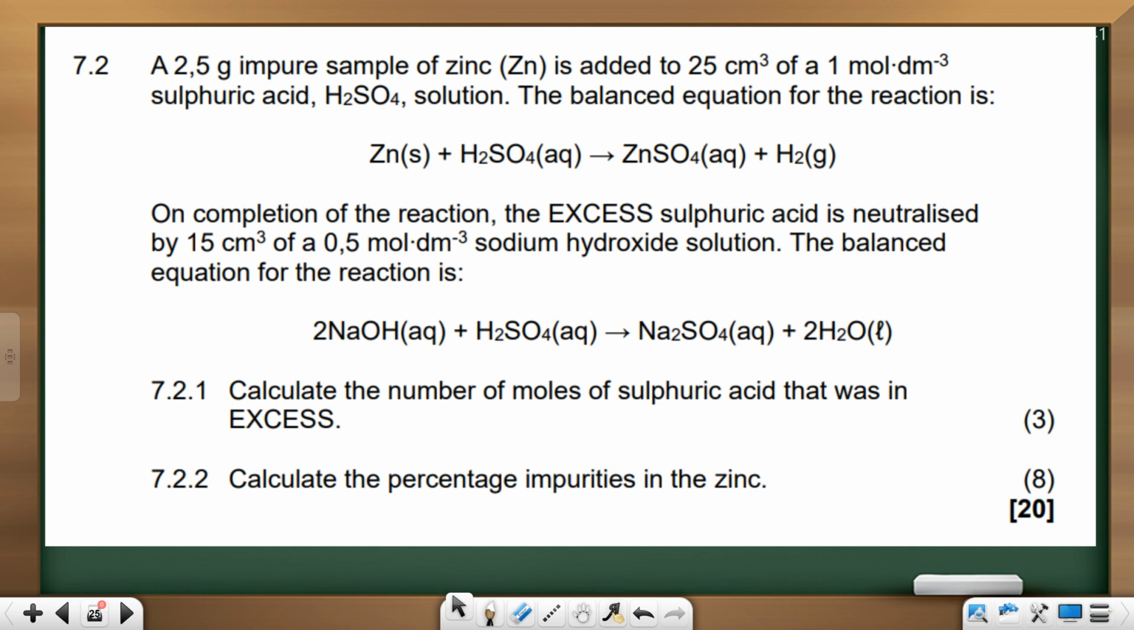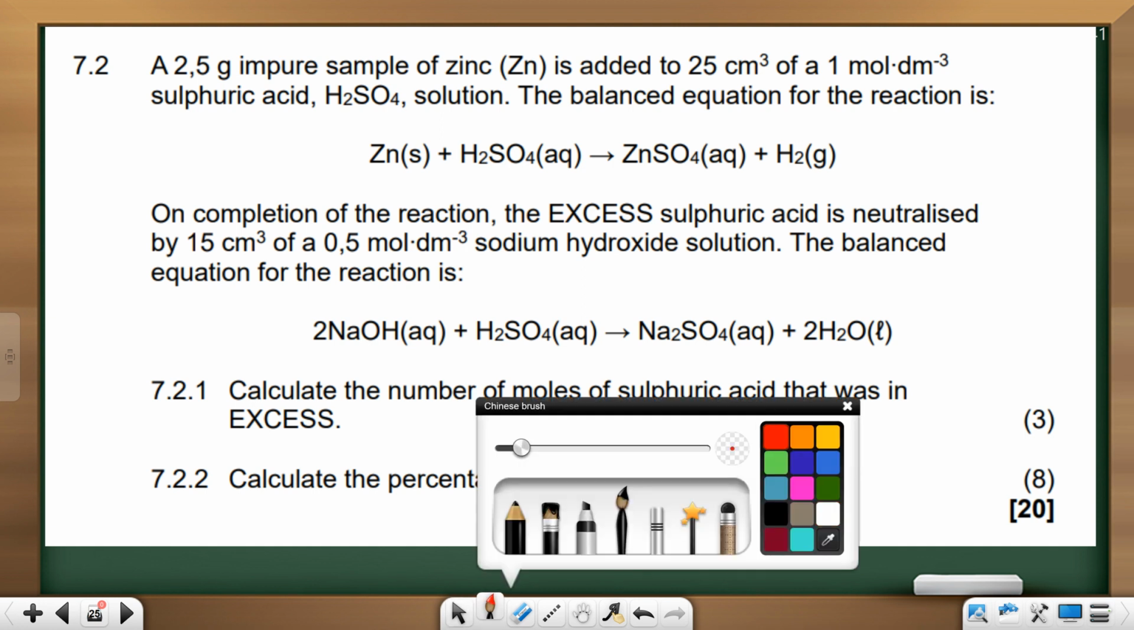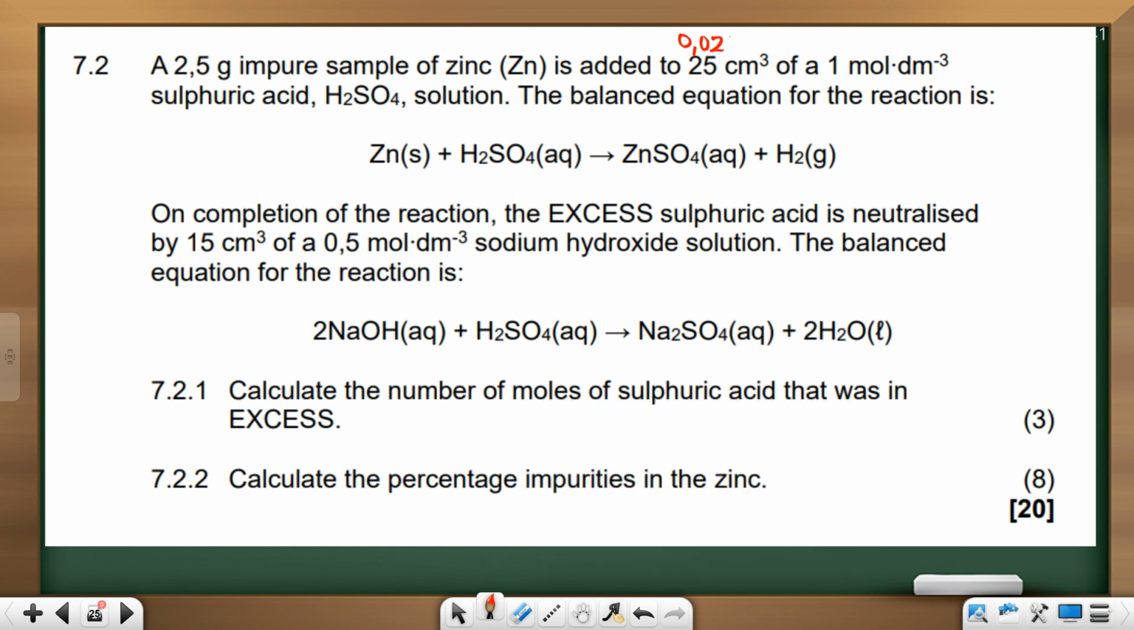Finally, you know what I'm talking about, right? Easy. Let's check. But we don't get excited and not read. A 2.5 grams impure sample of zinc is added to 25 cm cube. Guys, I don't work with cm cube. I cancel immediately. 0.025 dm cube of a 1 mole per dm cube sulfuric acid solution. All right, guys. Too many things.